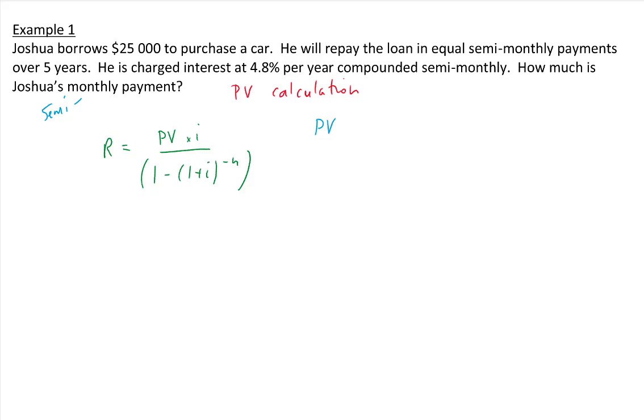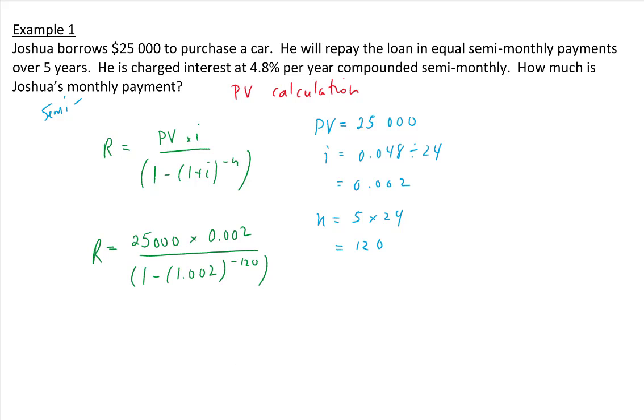So next, let's state our variables. We know the present value, that's the total value of the loan, is $25,000. The interest rate is 0.048, and since it's semi-monthly, that means twice a month, so we're going to have to divide this by 24. That gives us 0.002. And then the number of payments we're going to make is 5 years times 24, which gives us 120 semi-monthly payments. So next part is to sub in our values and then use our calculator to determine the regular semi-monthly payment. Please ensure you put the brackets in the correct locations. And I end up with a payment of $234.54.